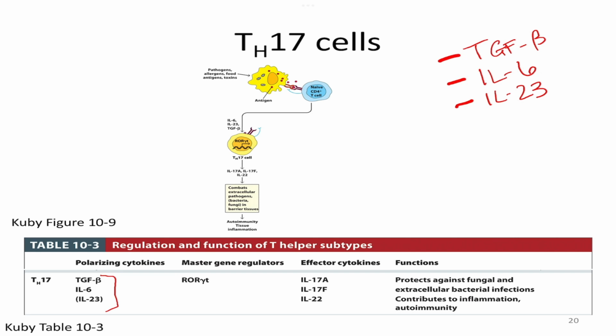IL-23 is a cytokine that is closely related to IL-12, which was the cytokine that polarized Th1 cells. And in fact, because of some similarities between IL-23 and IL-12, it took scientists a while to actually describe Th17 cells as distinct from Th1. And I think that there's still a couple places in the literature where things get a little bit murky between the two.